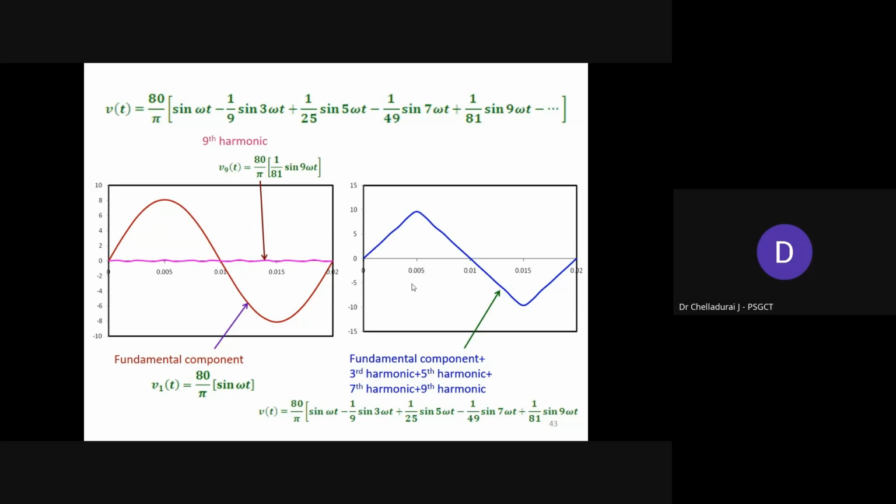Here in this triangular wave shape, the positive half cycle and negative half cycle are both the same. Because of this reason, the even order harmonics are totally absent.